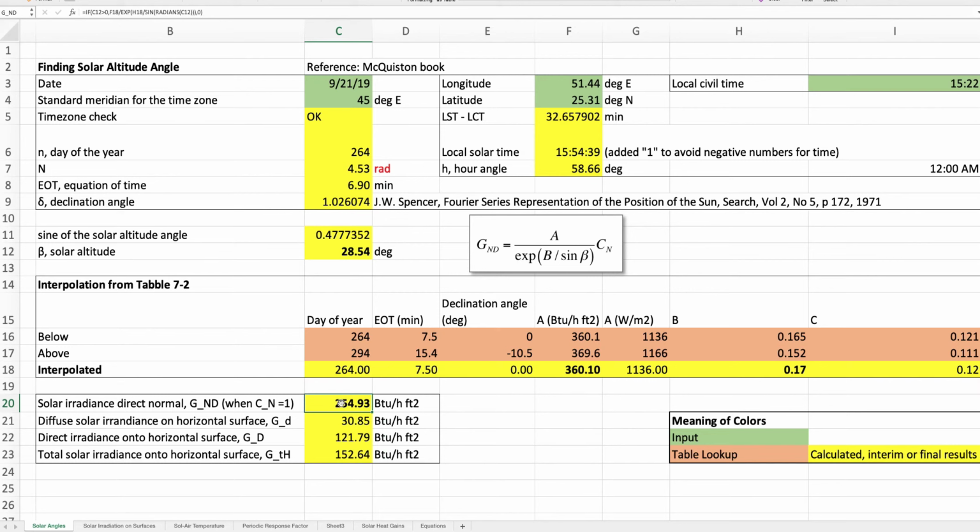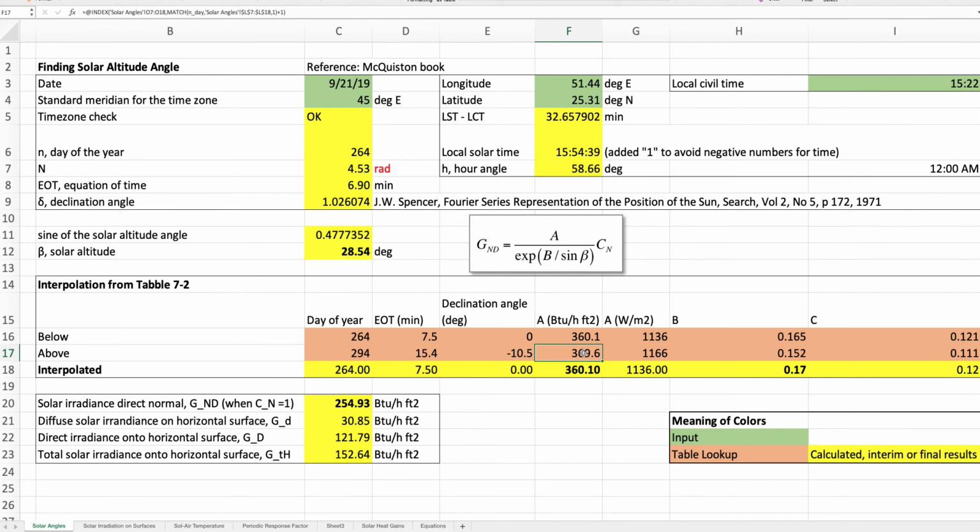This is a function of A, B, and Cn, so we need to find A, B, and the beta. Cn here is 1. A here is the result of interpolation of these two cells. And likewise, B is also an interpolation of two other things. And C is used in the diffuse solar irradiance calculation. It's also from interpolation from these brown cells.